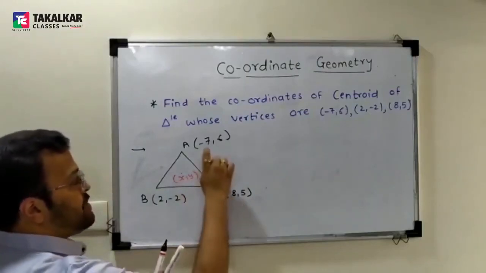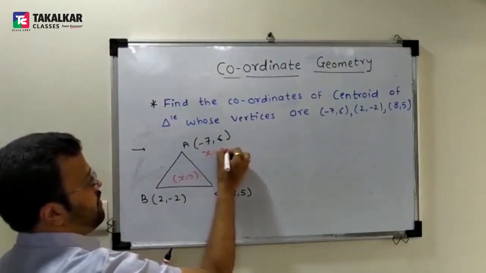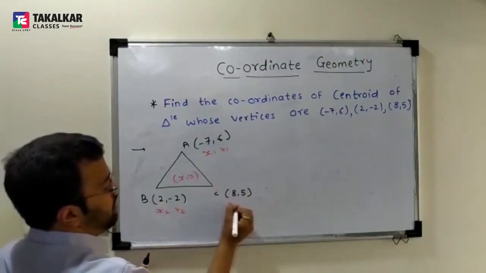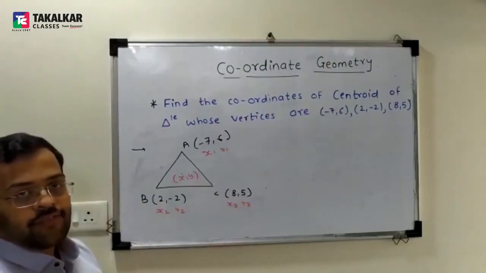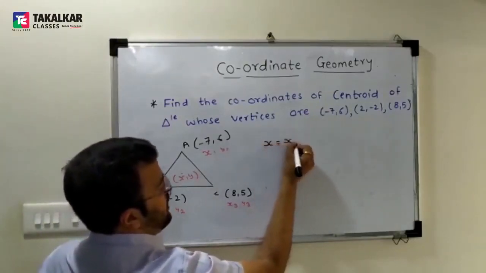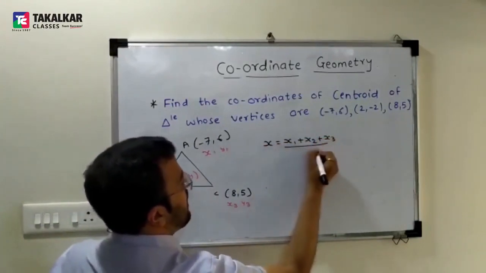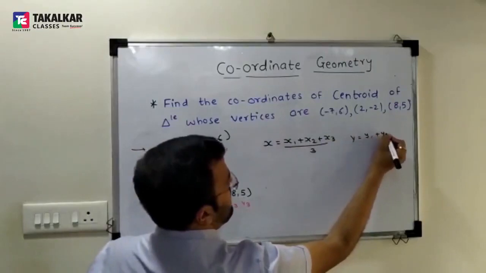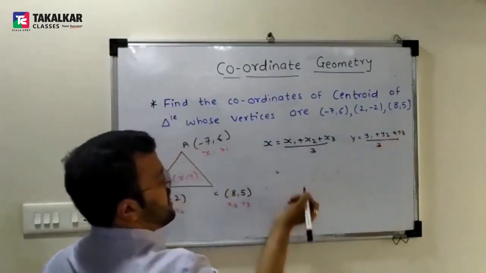Now this is my first point. The first point is always x1, y1. Second point x2, y2. Third point x3, y3. Now we have seen the formula for a centroid. What is the formula for a centroid? x is equal to (x1 + x2 + x3) upon 3, and y is equal to (y1 + y2 + y3) upon 3. Just substitute the values.